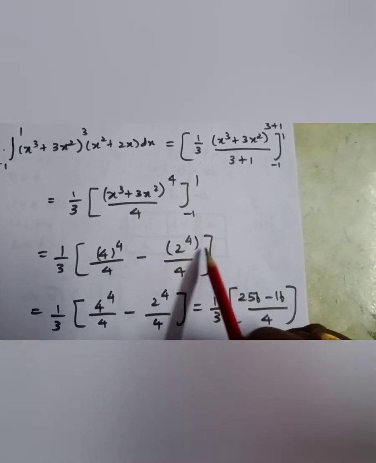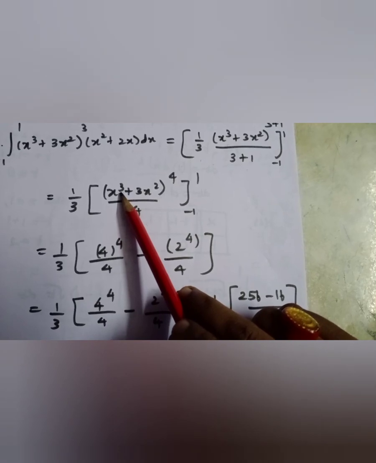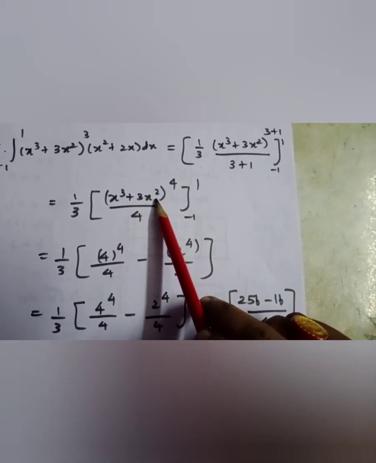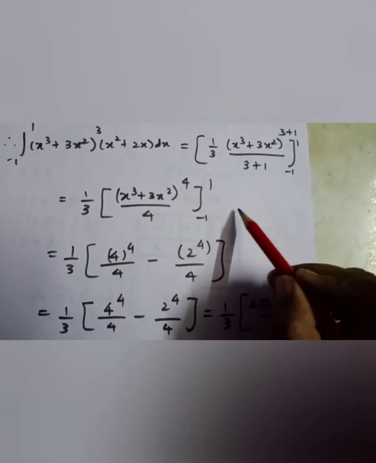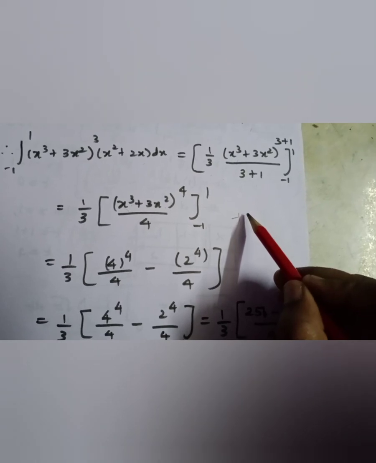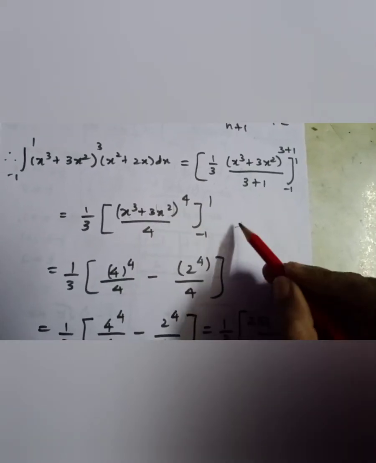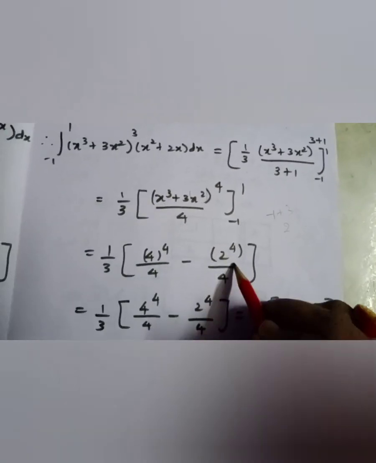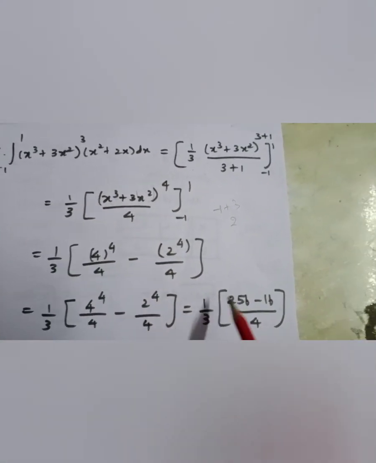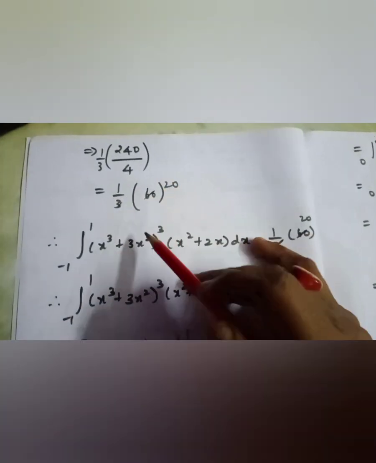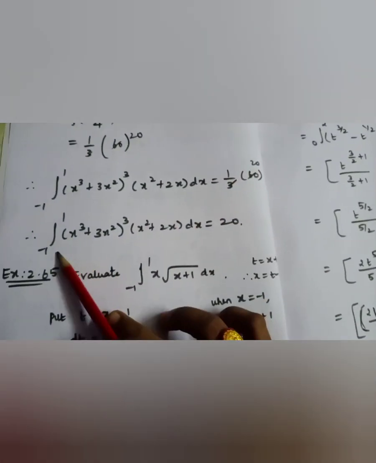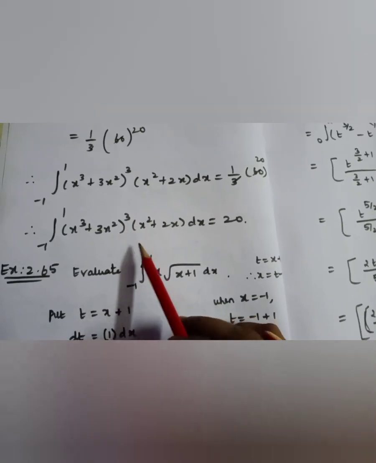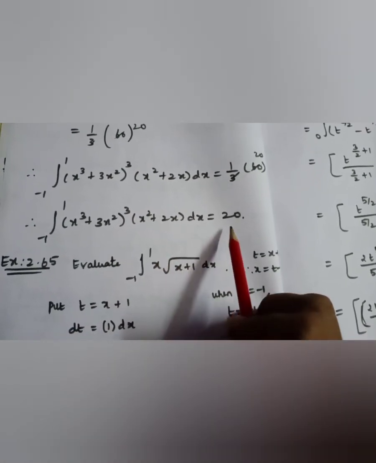Okay, so I will apply the upper limit. Upper limit is 1 cube, so 1 cube plus 3 into 1, 3. So 3 plus 1 is 4. Now lower limit, minus 1 the whole cube is minus 1, so minus 1 plus 3 into minus 1 the whole square, which will become plus, so plus 3. So which is 2 power 4. So 4 power 4 minus 2 power 4 by 4, that is 256 minus 16 by 4. So we are getting 240 by 4. When I am cancelling, I am getting 20. So the conversion is 1 by 3 into 60, that is 20. Therefore integral minus 1 to 1 of (x cube plus 3x square) the whole cube into (x square plus 2x) dx is equal to 20.